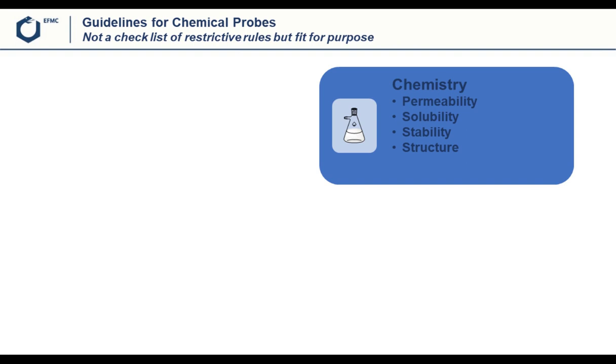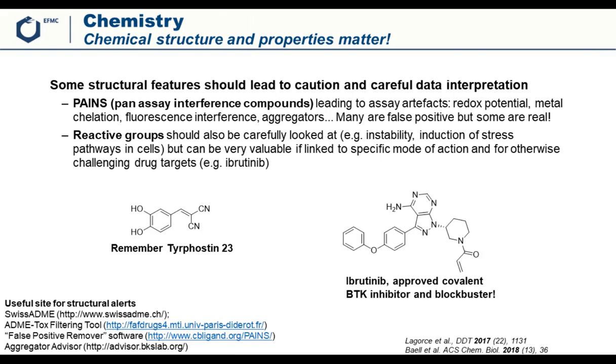Okay, let's move to the third bucket, chemistry. So chemistry is everything that has to do with chemical structures and properties. We mentioned this in the introduction. Looking at the chemical structure is important. And we can go a little bit further than this to say that some structural features should always lead to caution and careful data interpretation.